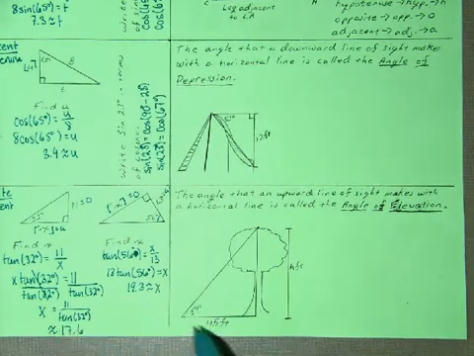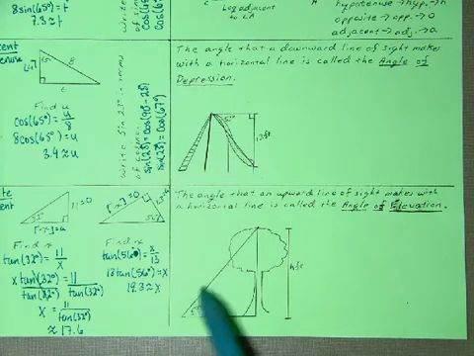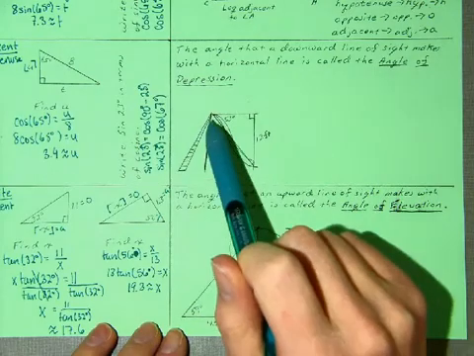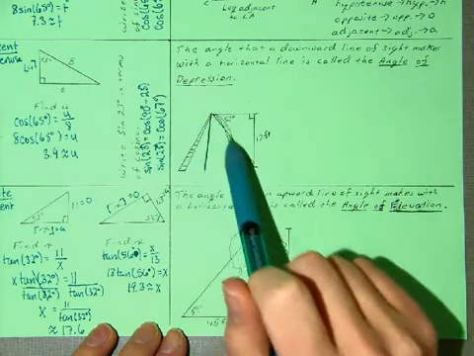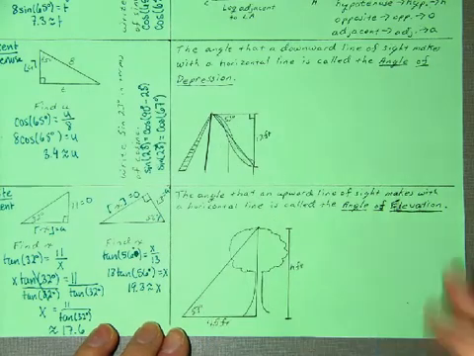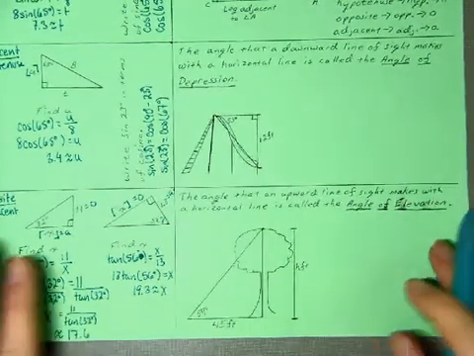So here, if we were laying on the ground and looking up at this tree, then that would be an angle of elevation. If we're sitting on top of the slide and looking down at the bottom of the slide, that is an angle of depression. So let's look at some examples.